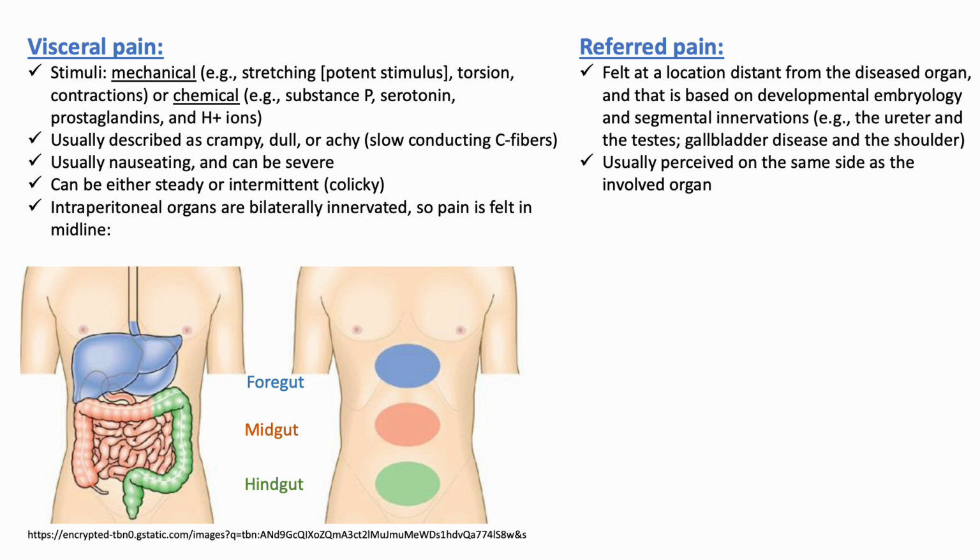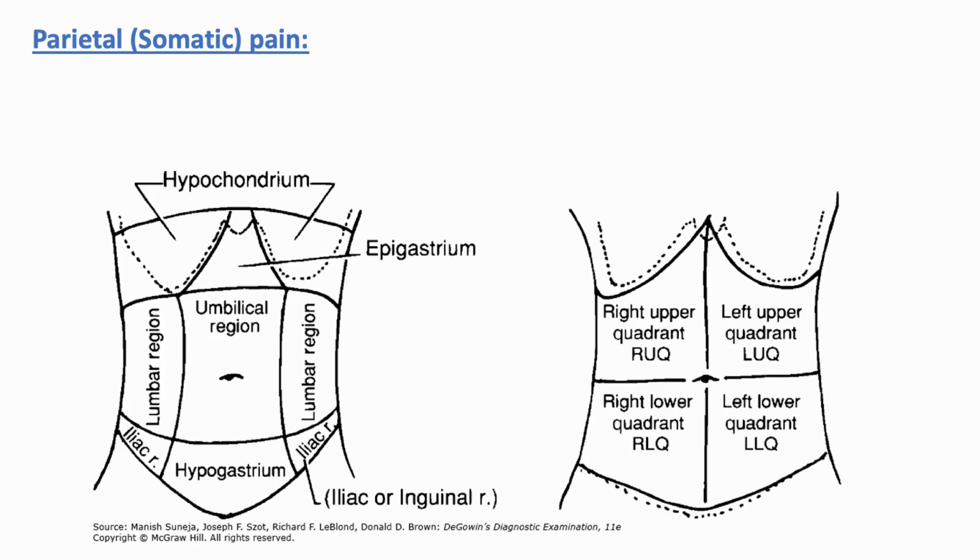And another characteristic of referred pain is that it's usually perceived on the same side as the involved organ. So in acute cholecystitis, for example, it's usually the right shoulder. If the stone is in the left ureter, then the pain is usually felt in the left groin and left testicle and so forth.